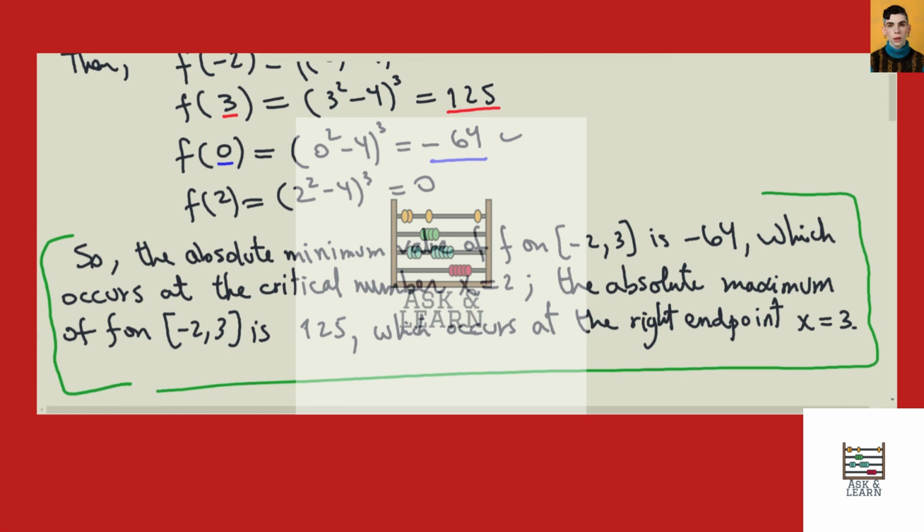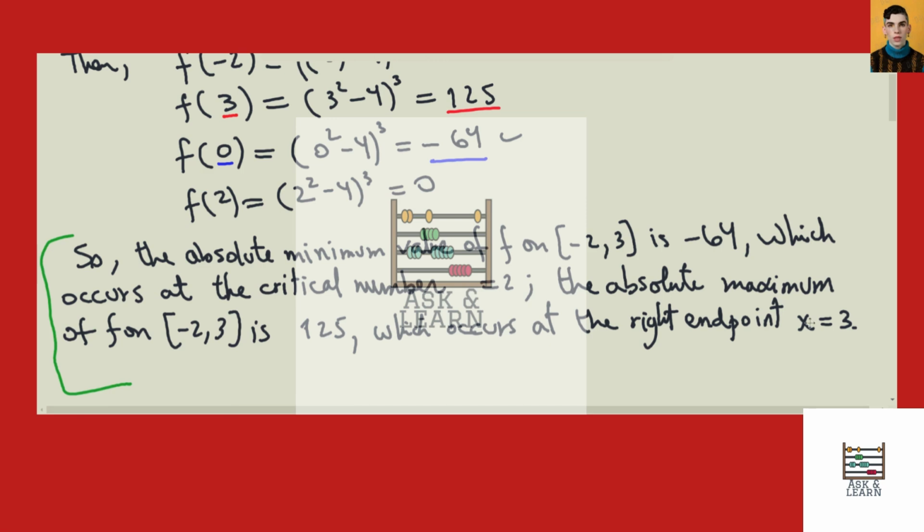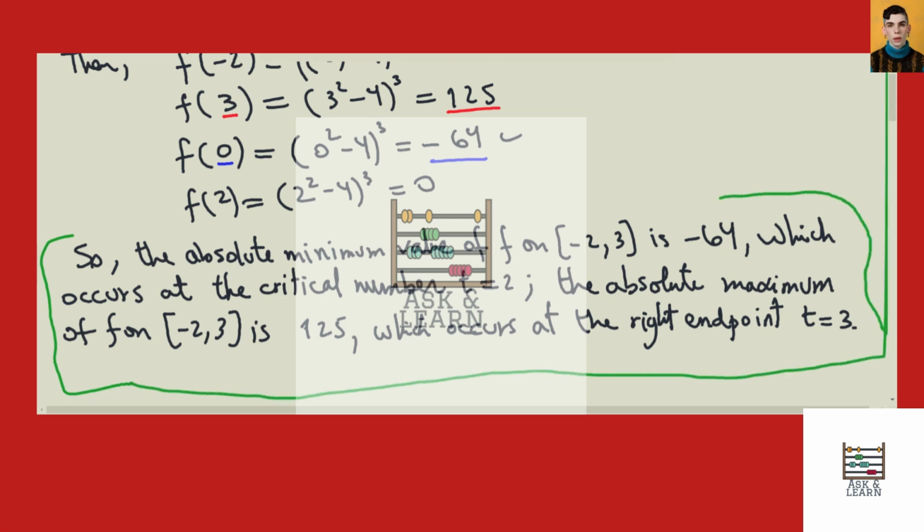And here I have to correct something: here is t, because it's the variable we were using in this problem. So here is t equal to 0, and here is t equal to 3. That's it. And this is, as I said, the final solution to this problem.